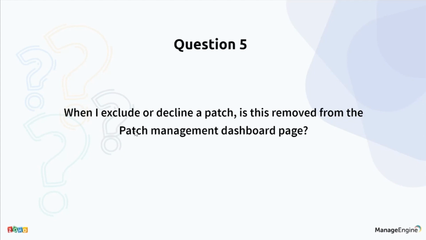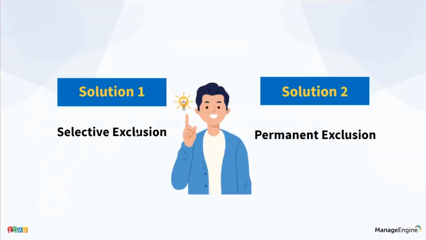Moving on to our fifth question. When I exclude or decline a patch, is this removed from the patch management dashboard? So in addressing this question, there are two ways in which you can exclude patches. The first is the selective exclusion, and the second is a permanent exclusion. So selective exclusion, I would have covered this when I showed you how to create an APT task. So you can go ahead and select the option to patch all applications except a few applications and exclude applications there. As for the permanent exclusion, we have an option to decline patches in Desktop Central.